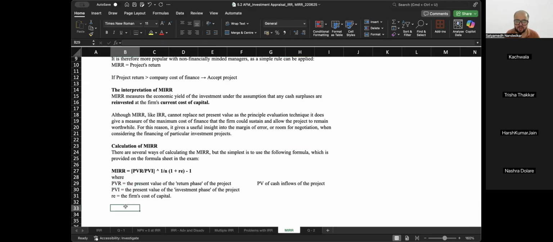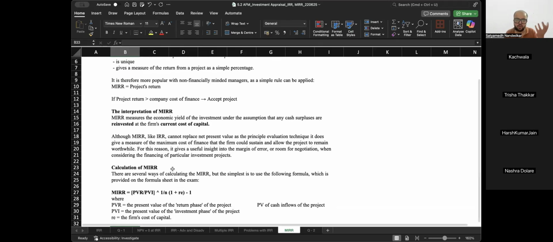What is PVR? This is present value of the return phase of the project. Return phase matlab T1 to T5 वाला जो cash flows है, we are talking about those. PVI is present value of the investment phase when the cash outflow is happening for capital assets at the time of starting of the project, initial capital investment.